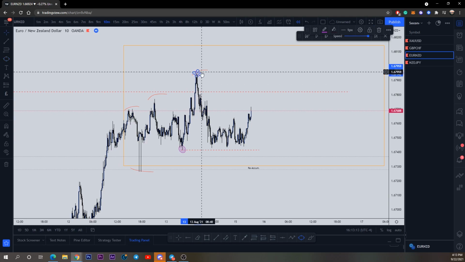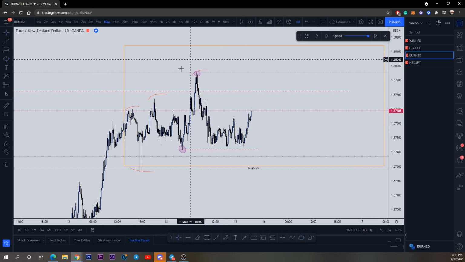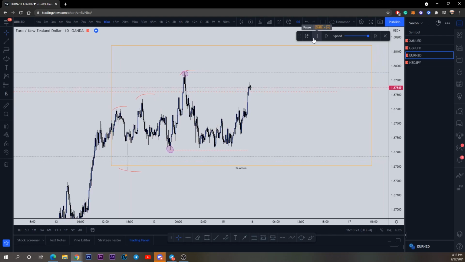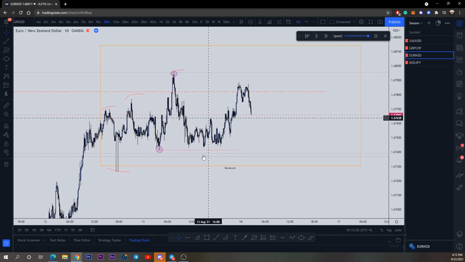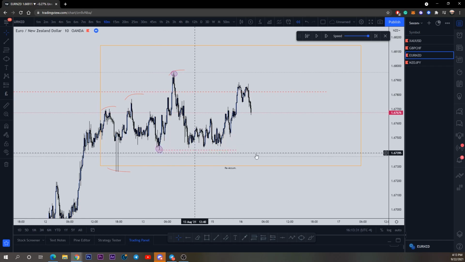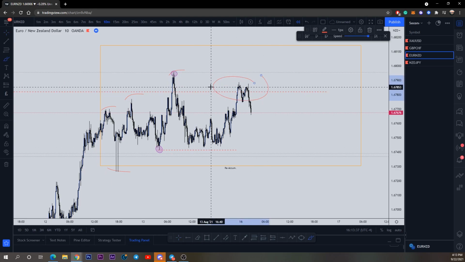What I want you to notice is, if this is going to be our UTAD for this distribution, we have to break this low in order for me to take a sell limit. Guess what? We were never able to break this low here. This low right here never got broken at all. Because of that, I am not taking a sell limit right here.